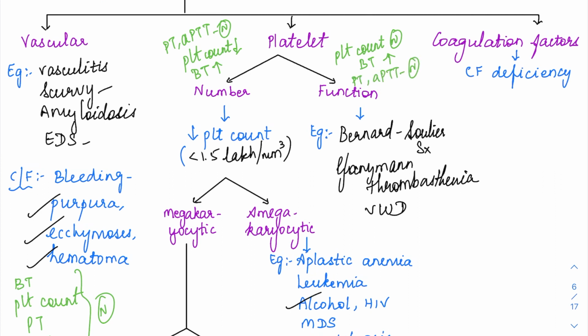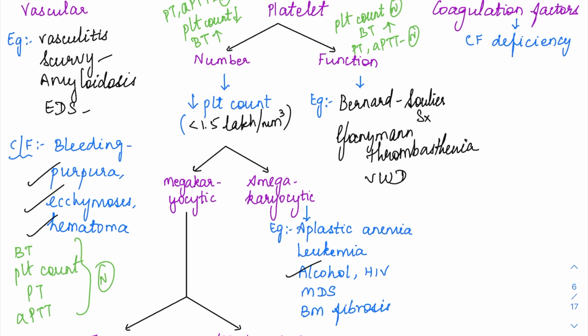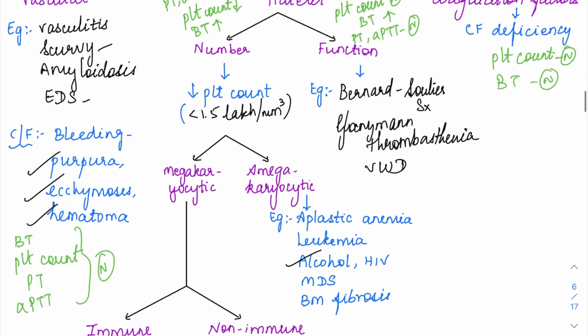In coagulation factor deficiency, the platelet count will be normal. BT will also be normal here. Apart from that, the PT and APTT, based upon what kind of clotting factor is deficient, like whether the intrinsic pathway is affected or the extrinsic pathway is affected, will be abnormally elevated.